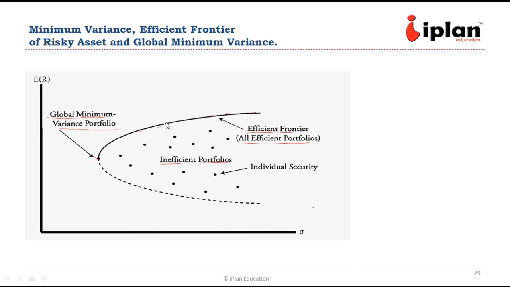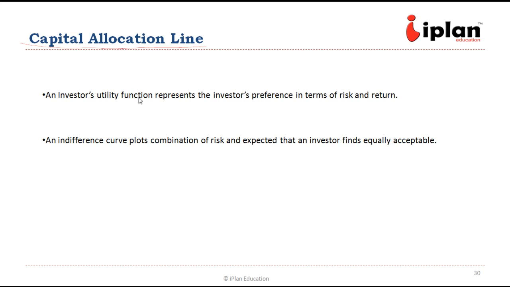Now let us move to another important concept, which is the capital allocation line. The utility function of an investor represents the combination of risk and return. This utility function is a function of both risk and return. From any combination of risk and return, the investor would want maximum utility.